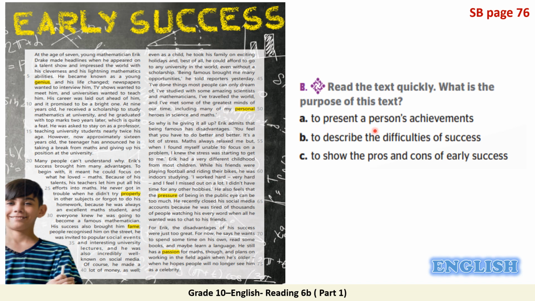A, to present a person's achievements. B, to describe the difficulties of success. C, to show the pros and cons of early success. So, the answer is? Yes, it is C, to discuss or to show the pros and cons of early success. Well done, everyone. Now, let's move on.